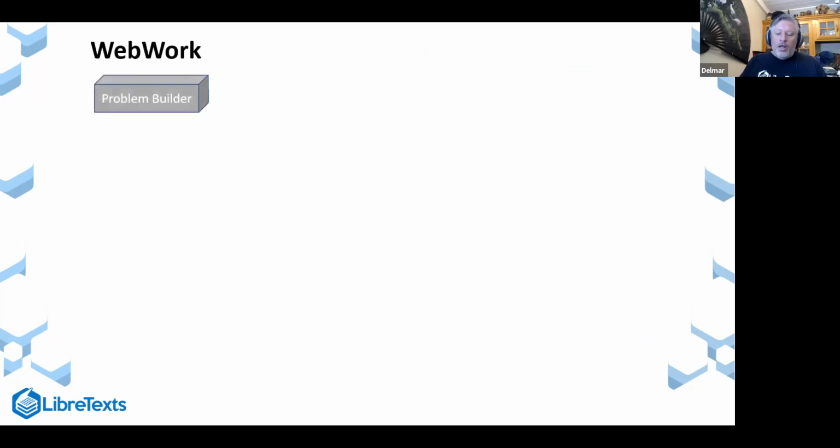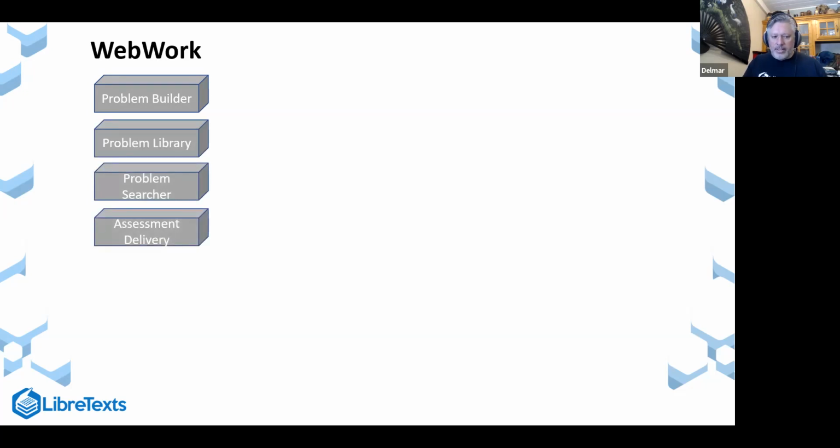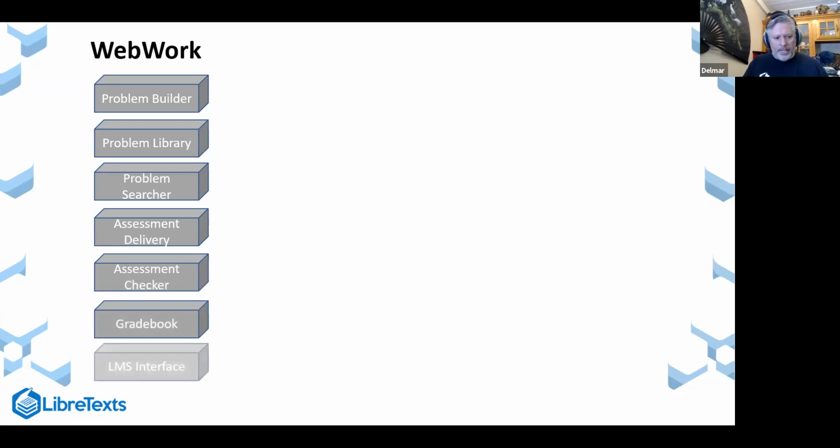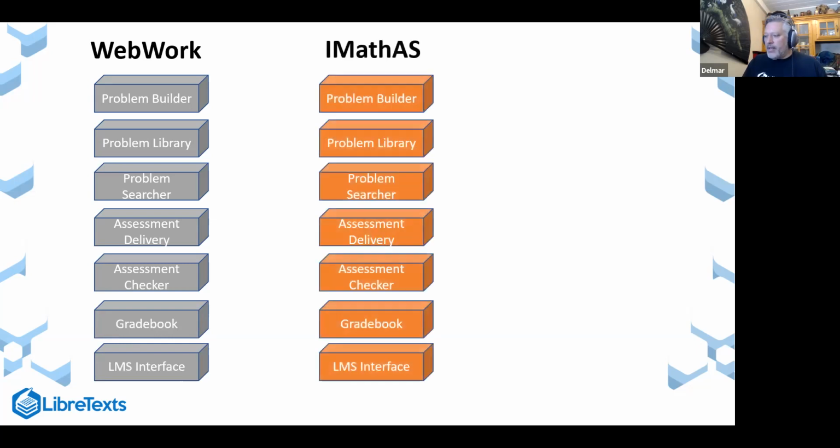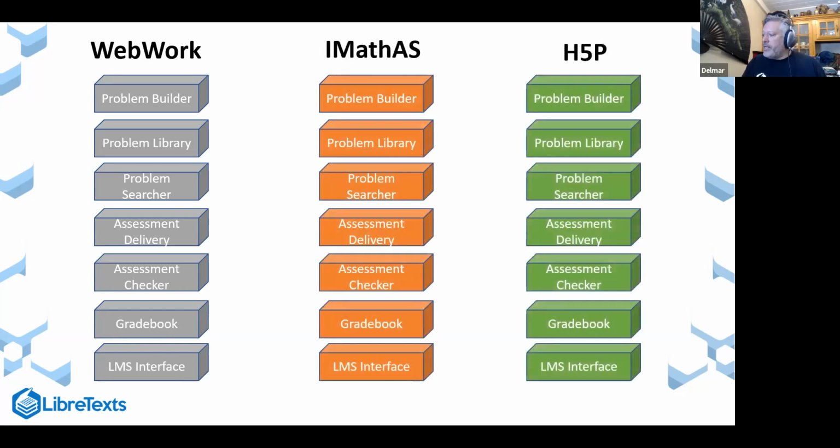Okay. And I'm almost done with the philosophy before we get into the nitty-gritty details of ADAPT. Any homework system, any of those three technologies out there, has the same sort of fundamental components in order to be used effectively. For example, in WeBWorK, you need a problem builder, a problem library, a problem searcher, assessment delivery infrastructure, an assessment checker, a grade book, and a learning management system. Fine. iMathAS needs the same set. H5P needs the same set.